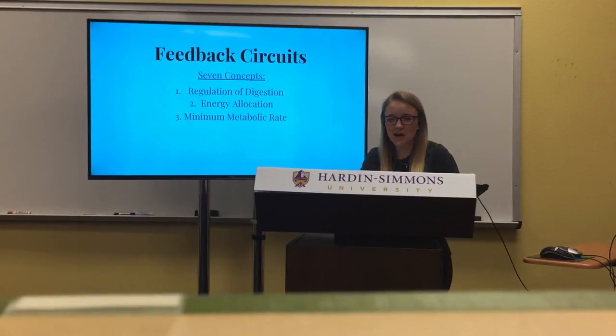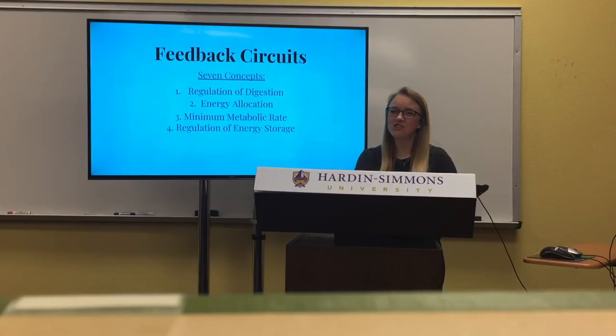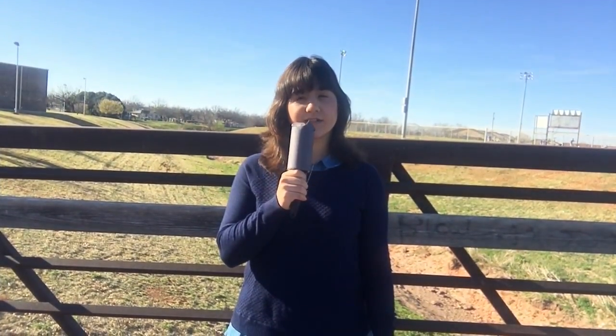All right, next up, regulation of energy storage. When an animal takes in more energy-rich molecules than it needs for metabolism and activity, it stores the excess energy. Now, we all have on occasion one too many chicken nuggets, but where exactly does that excess energy go? First, it is stored in liver and muscle cells as glycogen. Once those fill up, other excess is stored as fat.